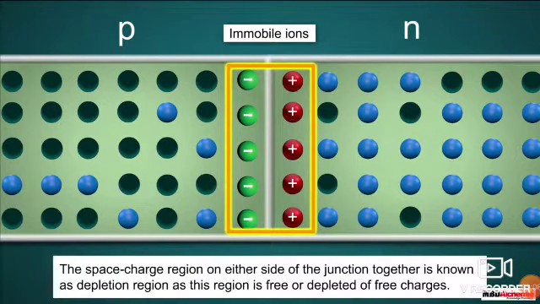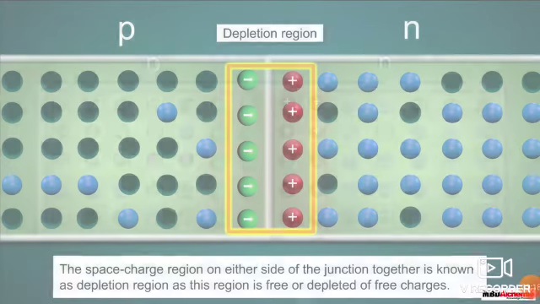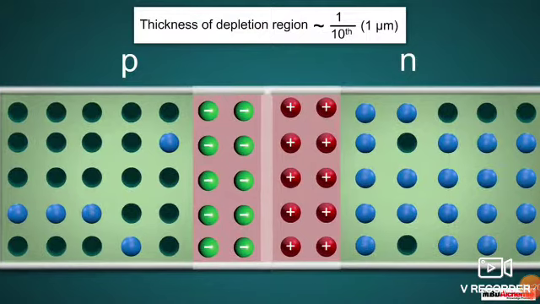This space-charge region on either side of the junction together is known as the depletion region, as this region is free or depleted of free charges. The thickness of the depletion region is of the order of 1/10 of a micrometer.